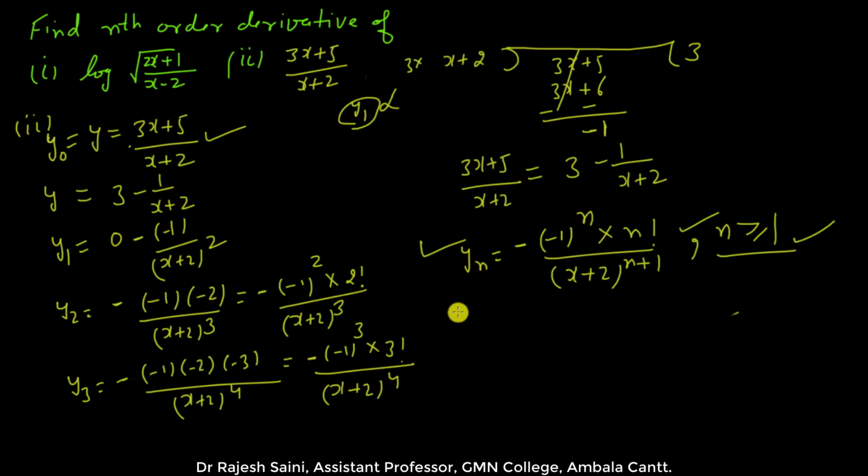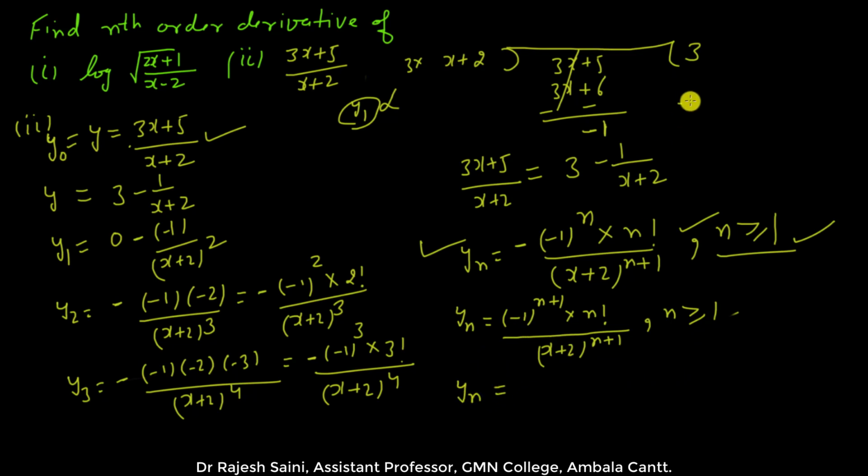Here I would show you and explain one thing that you must give attention to. Look, this result can be written as yn equals minus 1 raised to the power minus 1 raised to the power 1. So powers will add up: minus 1 raised to the power n plus 1 into n factorial divided by (x plus 2) raised to the power n plus 1, and we will mention that n is greater than or equal to 1.